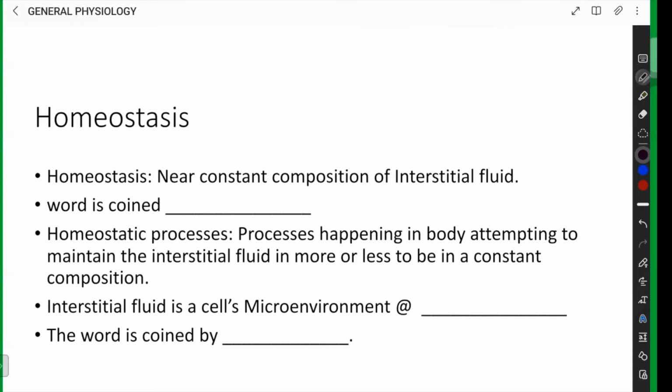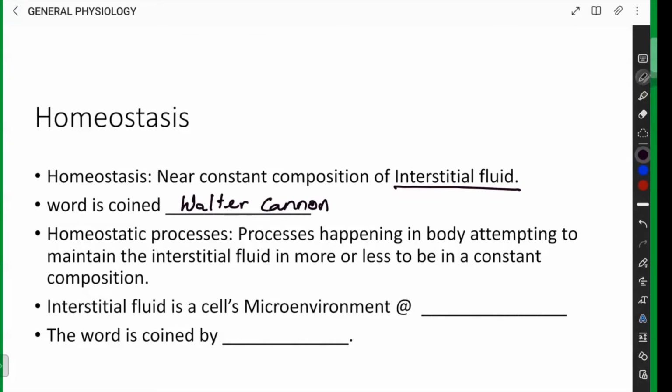This constancy which is created inside your body is called homeostasis. What is homeostasis? Near constant composition of your interstitial fluid. Always remember, your interstitial fluid is the one which is required to be corrected for maintaining homeostasis. All our body parameters have to be maintained at a near normal level. This constancy is called homeostasis. Who coined this term? Very important. It was coined by Walter Cannon.